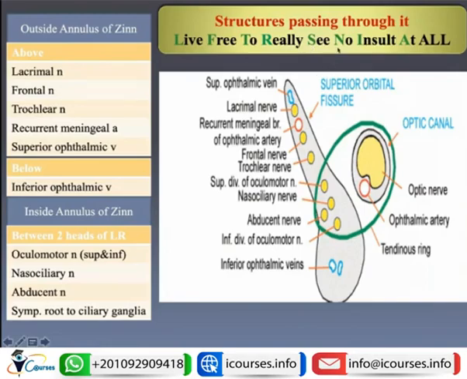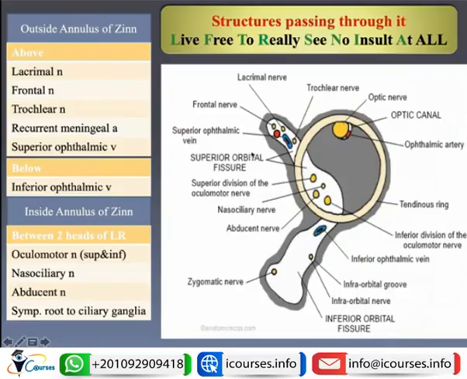Structures passing inside the annulus of Zinn will be C, S for the superior division of the oculomotor nerve, N for nasociliary nerve, I for the inferior division of the oculomotor nerve, A for abducent nerve. So these are the structures passing inside and outside the common tendinous ring. So again, here we have the common tendinous ring, and this is the superior orbital fissure.